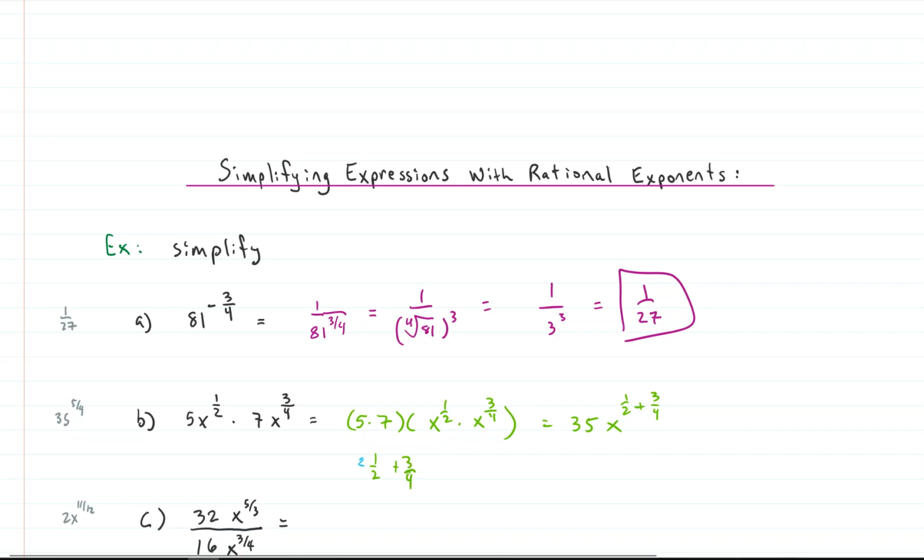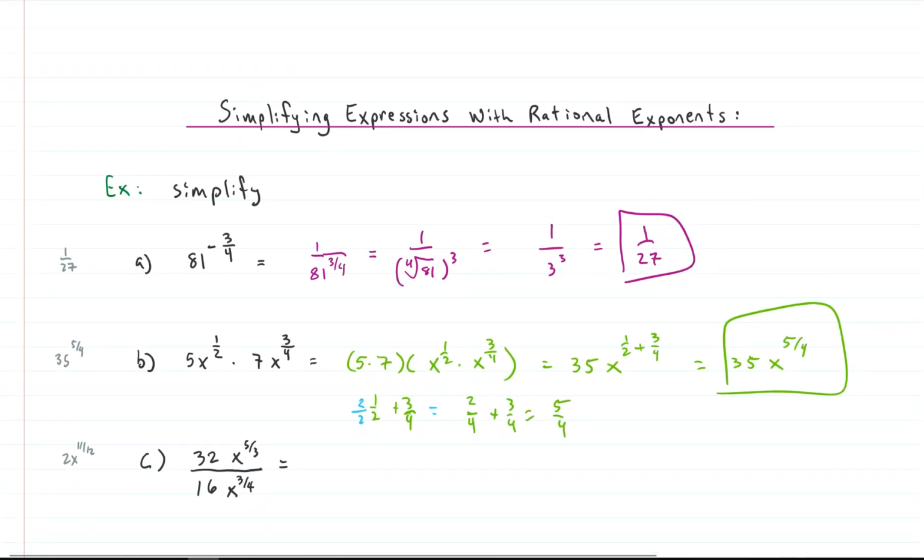We need 2 over 2 here to get a common denominator of 4. So that gives us 2 over 4. Let me make that a little bit better. That's kind of a terrible 4. 2 over 4 plus 3 over 4 gives us 5 over 4. So this gives us 35x to the 5 over 4. And we're done. Let's do C.